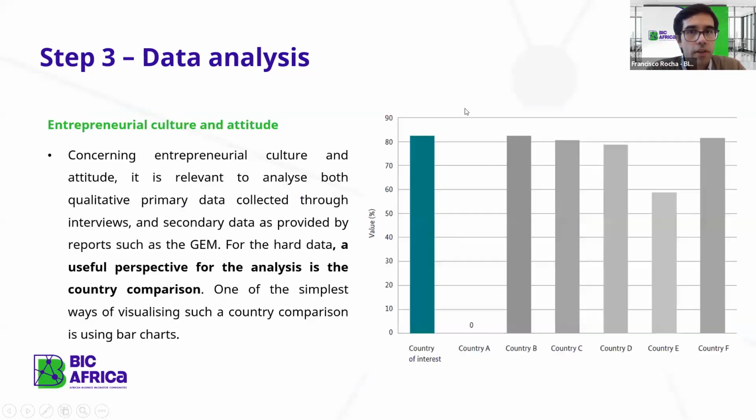The third element, in the next slide that we'll be showing, concerns, of course, entrepreneurial culture and attitude. And very quickly, as mentioned before, when we are talking about the context of the guide, it is important to capture the entrepreneurial culture and the entrepreneurial attitude through both qualitative primary information and quantitative data.